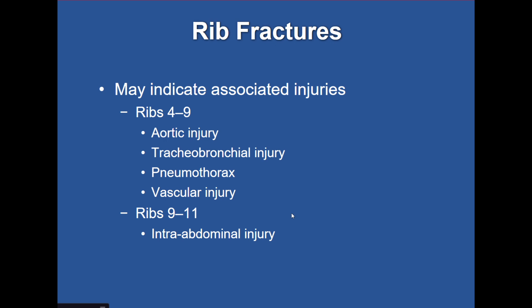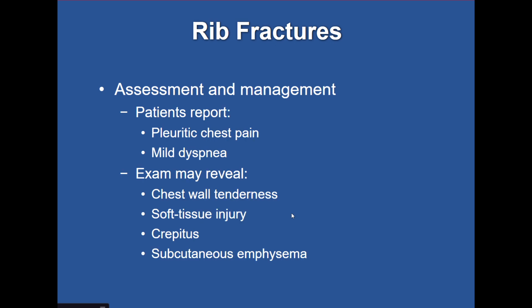With ribs 9 through 11, we really start to think about where that diaphragm was when the injury took place, and we're wondering if we have an abdominal injury to go along with our thoracic injury, with the liver and the spleen lying up under those, and the kidneys on the back side, kind of having a little bit of protection from those ribs.